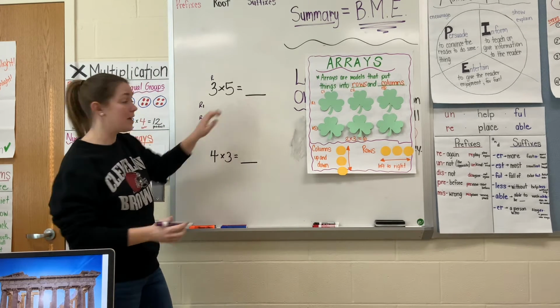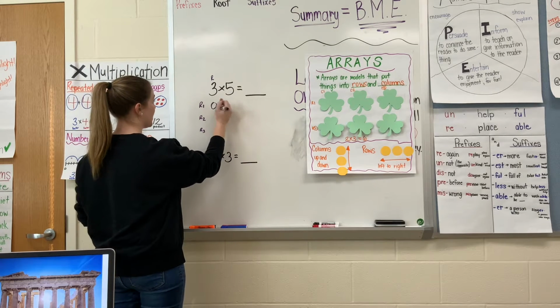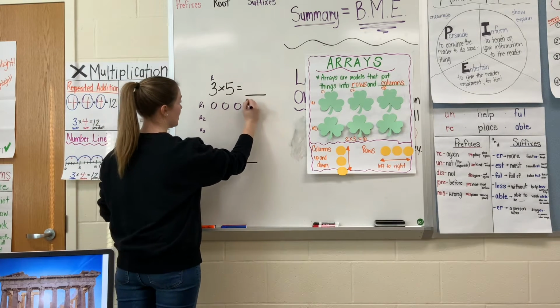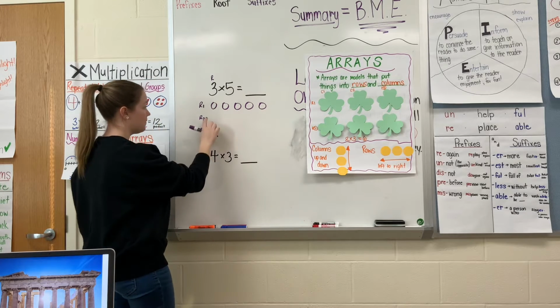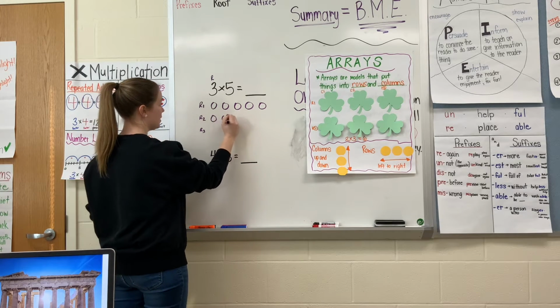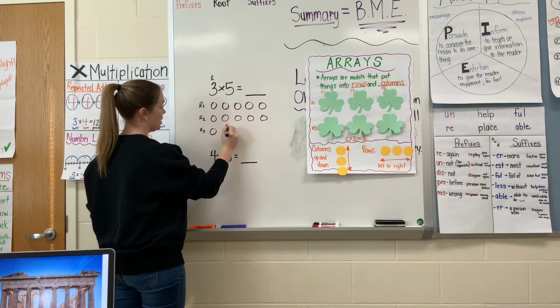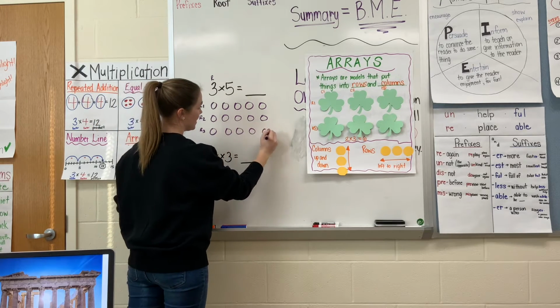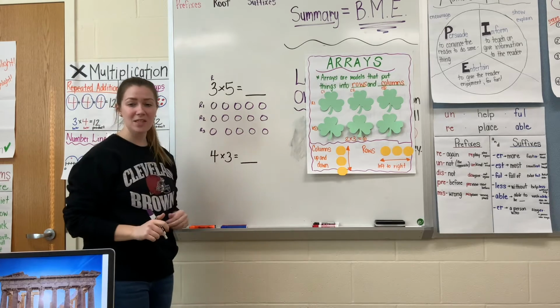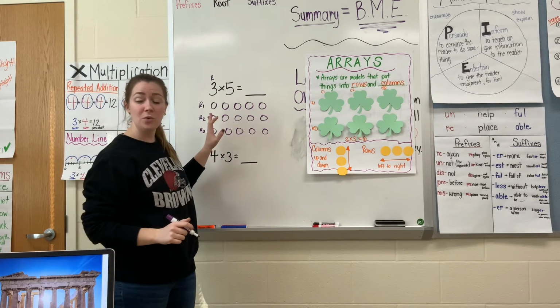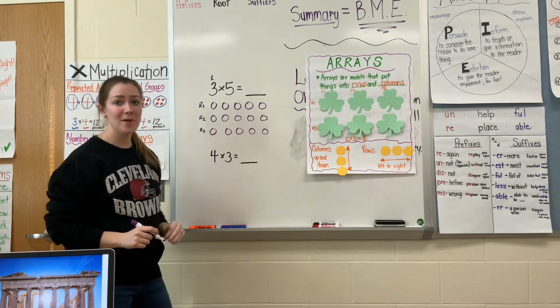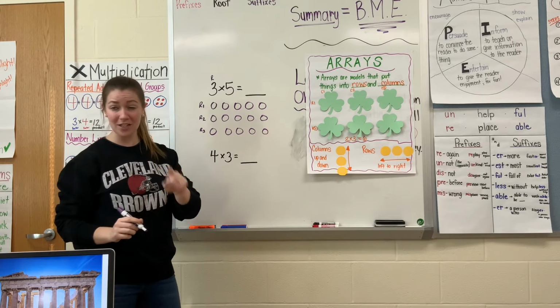So I need 5 circles in row 1. Everybody count with me. 1, 2, 3, 4, 5. I need 5 in row 2. Count with me. 1, 2, 3, 4, and 5. And last one. 1, 2, 3, 4, and 5. And I try to keep these as straight as possible and organized as possible because it's going to help me when I'm labeling my columns. And I'm going to do that next.